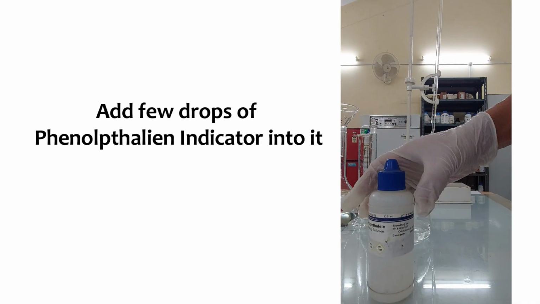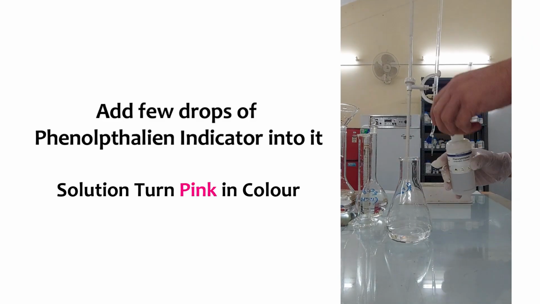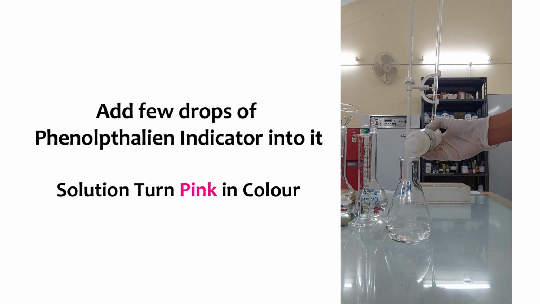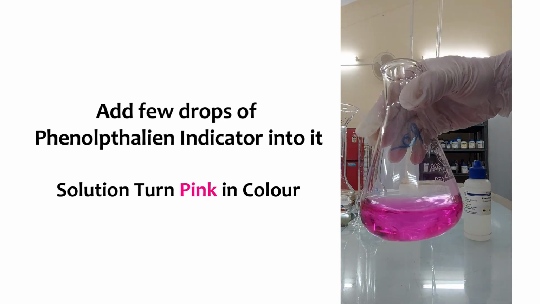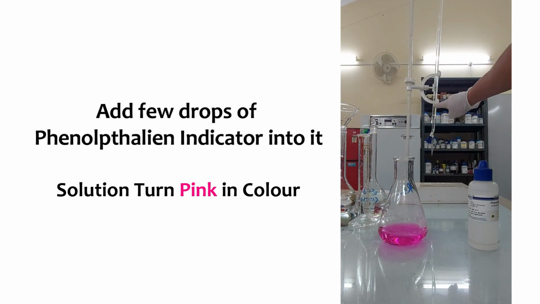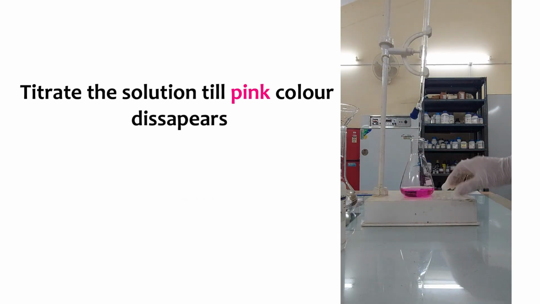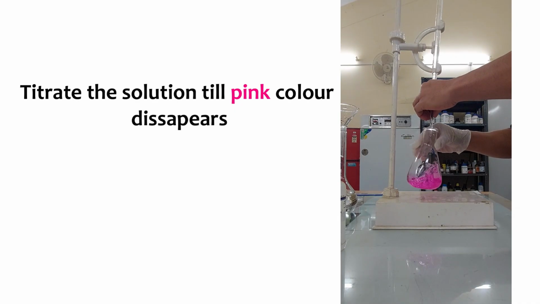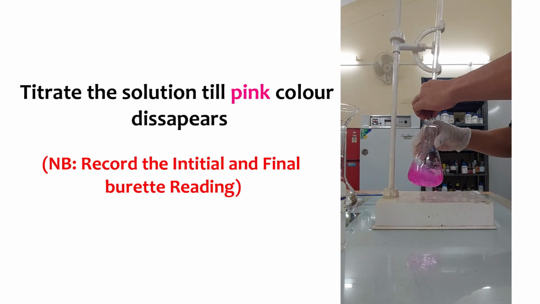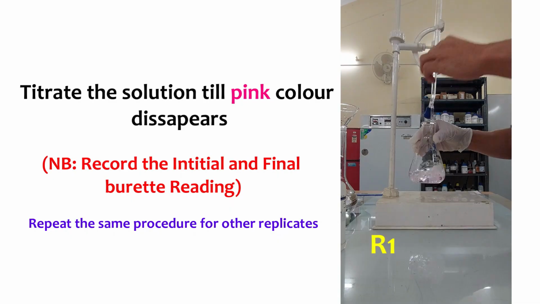After doing so, add a few drops of phenolphthalein indicator into it, and then you'll see that the solution turns pink in color. Then the next stage is you titrate the pink color solution with 0.1 normality sulfuric acid solution till the pink color disappears. And remember to record the initial and final burette reading. Repeat the same procedure for the other two replicates.